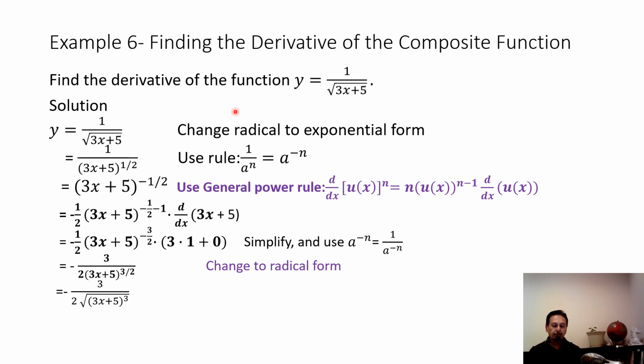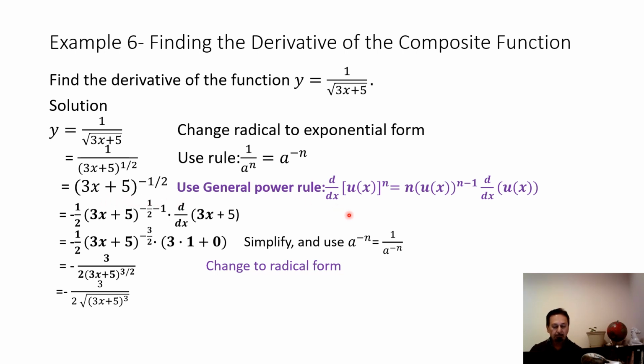So let's find the derivative of the function y equals 1 over the square root of 3x plus 5. So let's start with y equals 1 over the square root of 3x plus 5. We change this into exponential form. So we'll write it as 1 over 3x plus 5 to the 1/2. Now we move this to the top using the negative exponent. So we'll have 3x plus 5 to the negative 1/2.